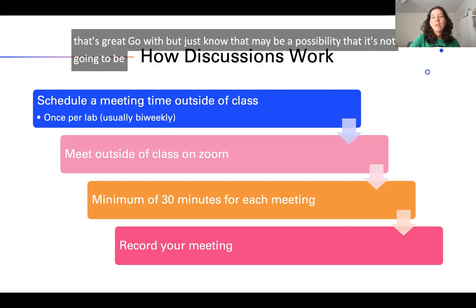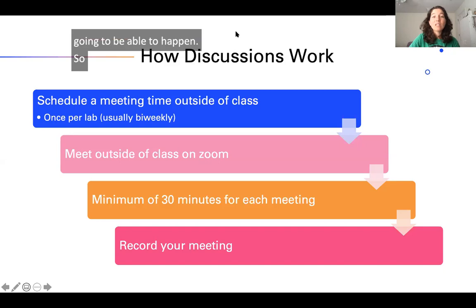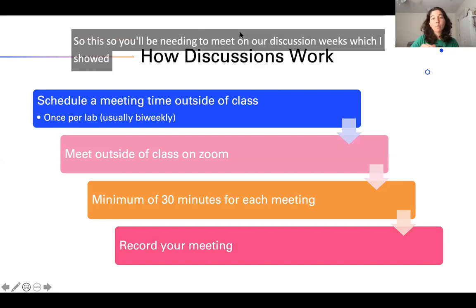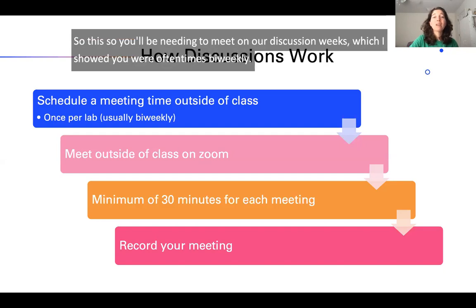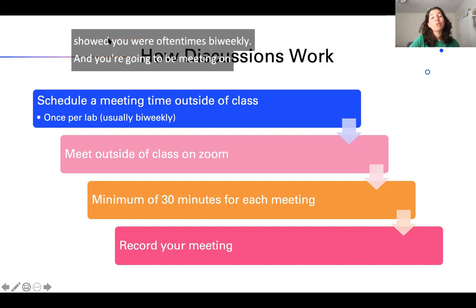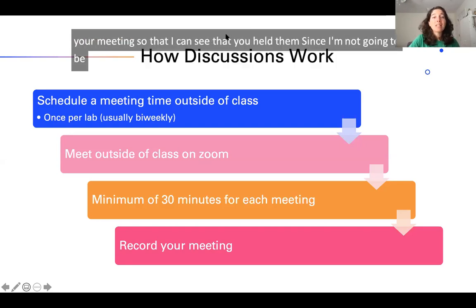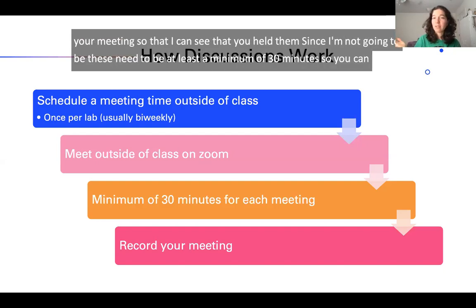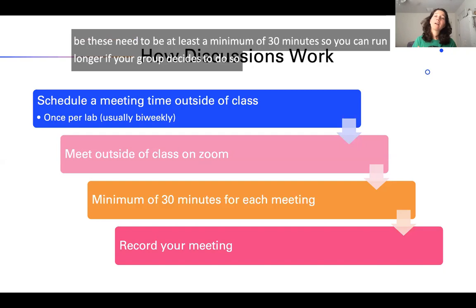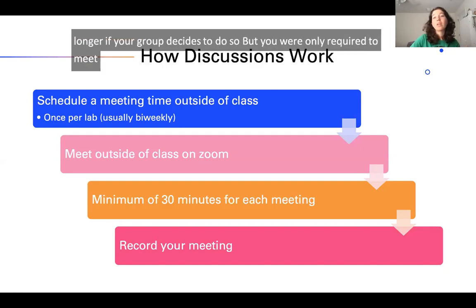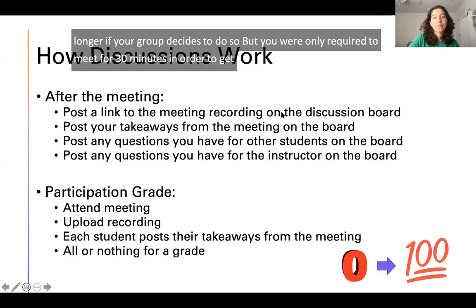But just know that that may be a possibility that it's not going to be able to happen. So you'll be needing to meet on our discussion weeks, which I showed you were oftentimes biweekly. And you're going to be meeting on Zoom because I need you to record your meetings so that I can see that you held them, since I'm not going to be there. These need to be at least a minimum of 30 minutes. So you can run longer if your group decides to do so, but you are only required to meet for 30 minutes in order to get your participation grade.